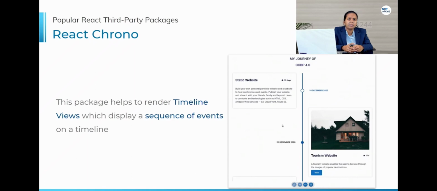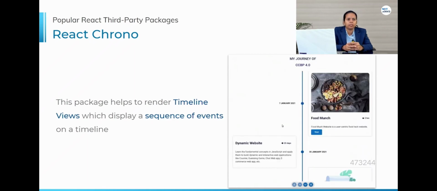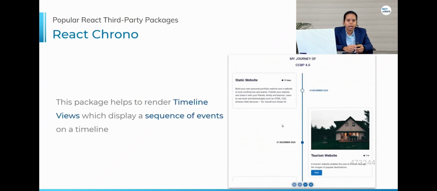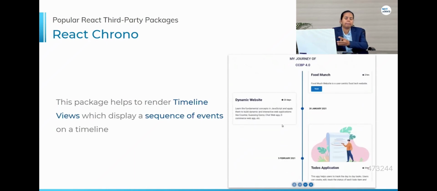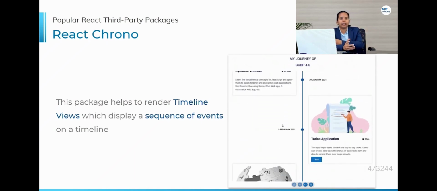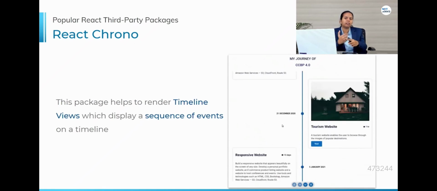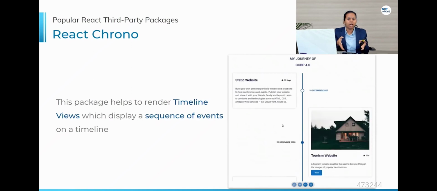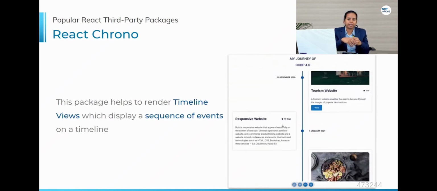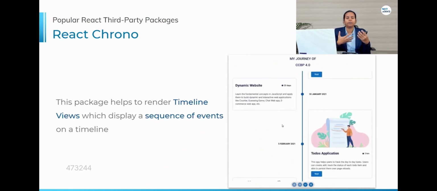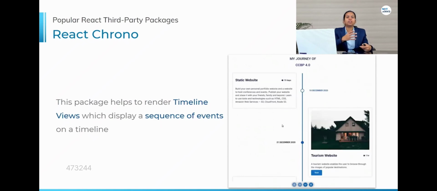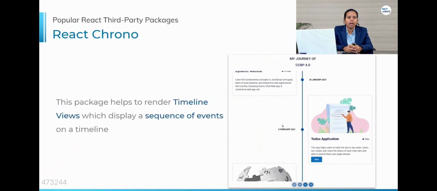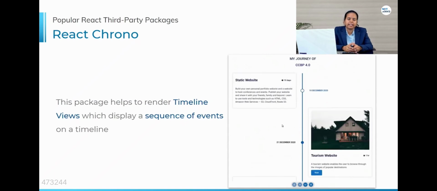Okay. Similarly, React Chrono is another popular third-party package. This package will help you display timeline views. Let's say in this CCBP journey, you have an entire timeline, right? How you started, you learned Python, you came to React, and so on. So you can have your own timeline views. You can build an application related to that, a sequence of events. So React Chrono will be helpful in creating timeline views. This is a popular third-party package in this direction.